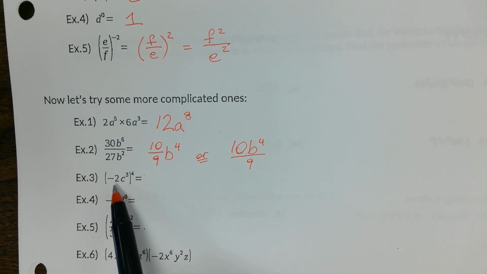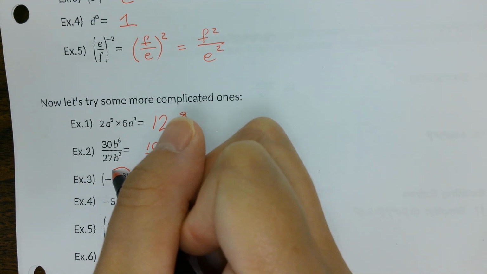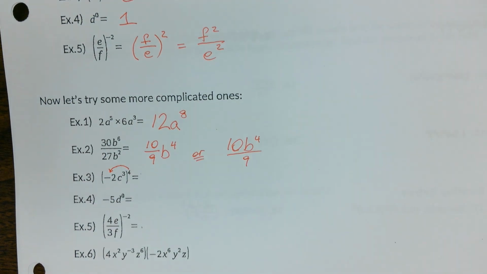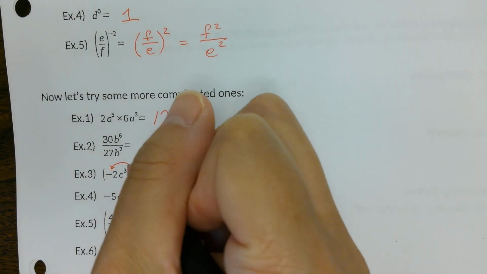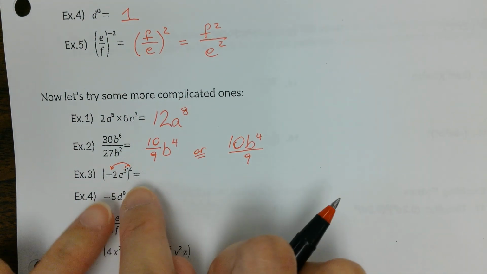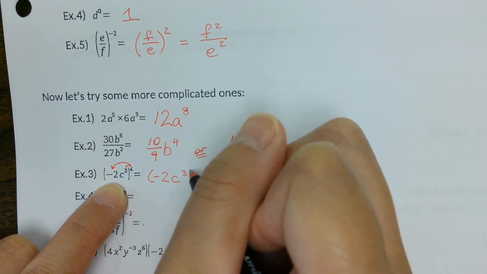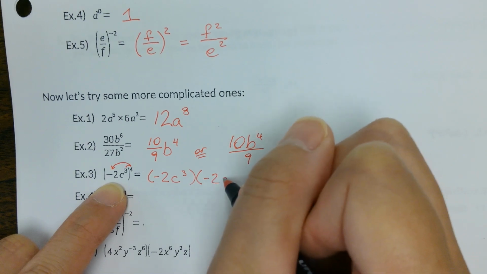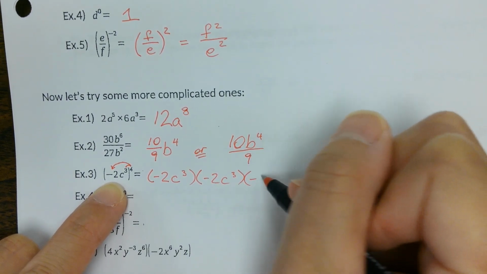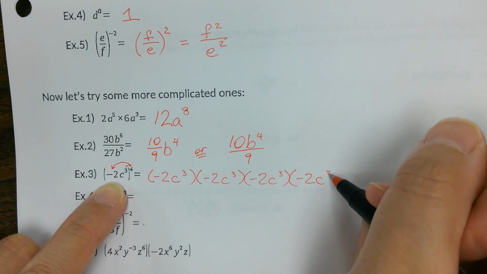Notice the bracket around the whole number right here. So my exponent would apply to that -2 as well, and also this. If I were to write this out in full, this means -2c cubed times -2c cubed times -2c cubed times -2c cubed.